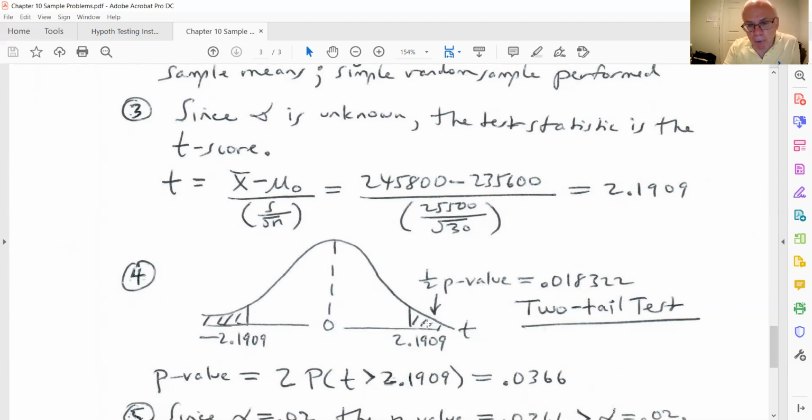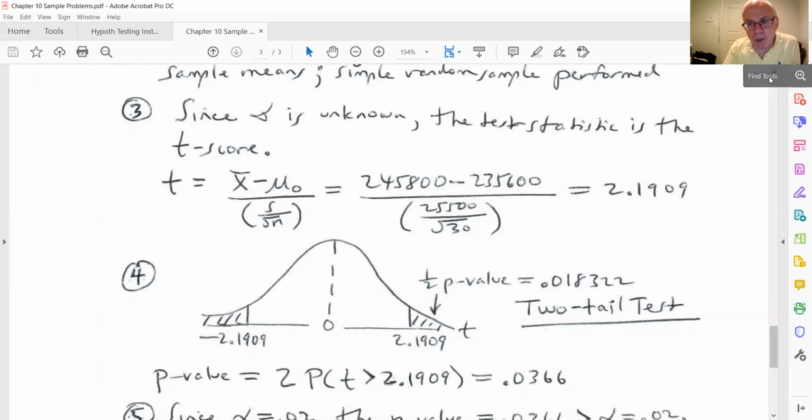Whatever we calculate for this area here is going to be 1/2 the p-value, which I came up with 1.018322. You multiply that by 2, which is the sum of these two areas, you get 0.0366 as your p-value. I don't know if you got that. So that's good. If you got that, you remembered to take your area calculation and multiply it by 2 because it's a two-tailed test. Now that's important.